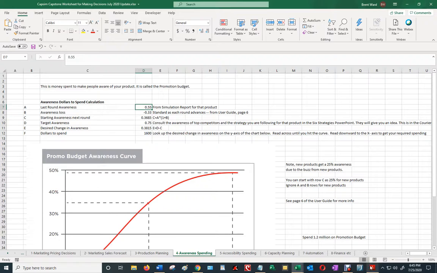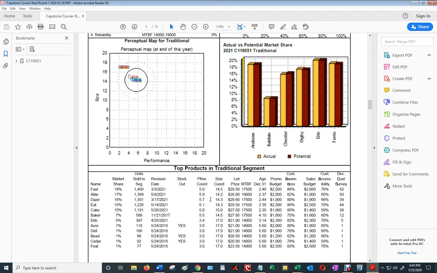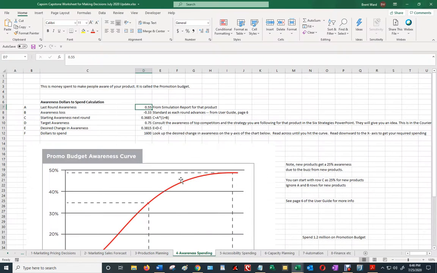I need to look up what my last round's awareness was, and for Able, my last round's awareness was 82%, 0.82. You lose 1/3 of it, or 33%, every round because people forget, which means we're down to 54. But my target was to get up to 86%. So I changed this to 0.86, which means we need to increase our customer survey score, our awareness, by 0.31.